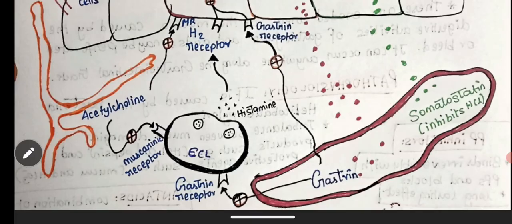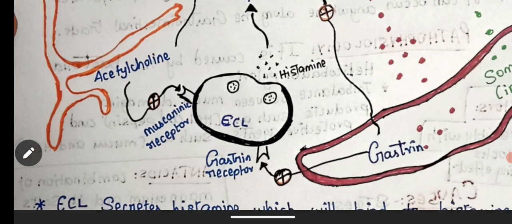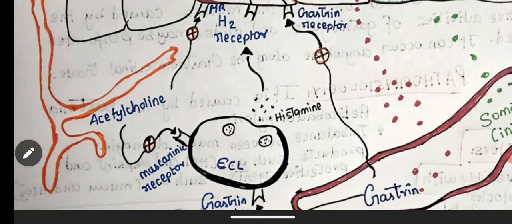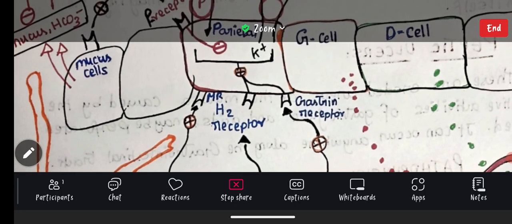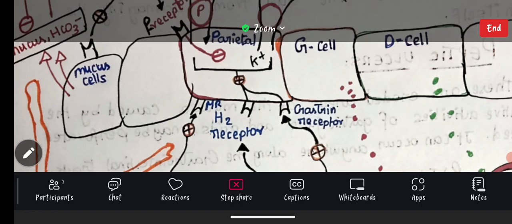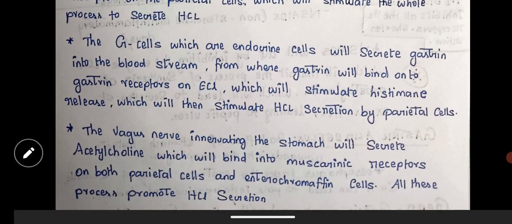This acetylcholine is going to bind at the muscarinic receptors present on the ECL, and it promotes the HCl secretion by again releasing the histamine, and it binds to the H2 receptor, histamine receptors, and promotes the HCl secretion. That's what I have mentioned in the vagus nerve.